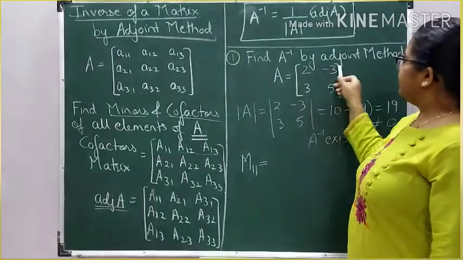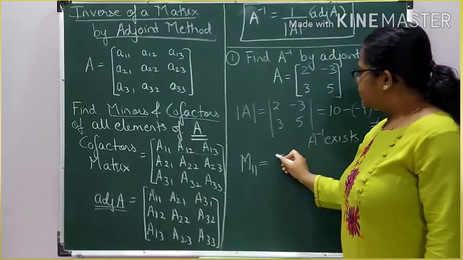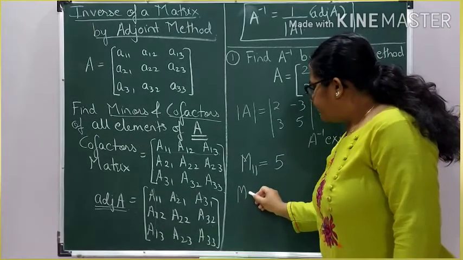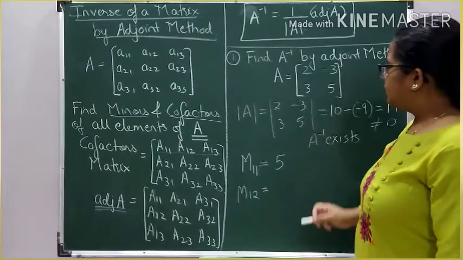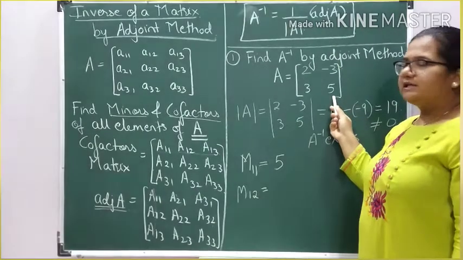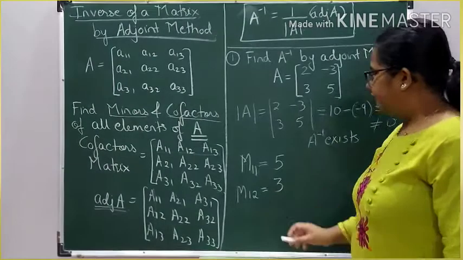M11 means you have to eliminate the first row and first column. What is the remaining element? 5. So your minor will be 5. Next, M12. So here you have to eliminate the first row and second column. So what is the minor here? Remaining element is 3. So minor will be 3.